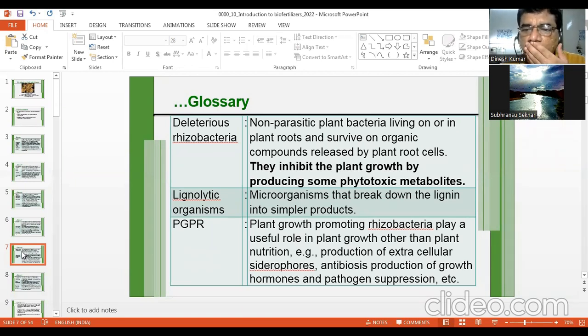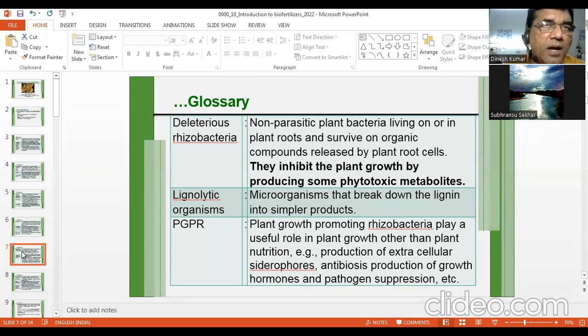They help in plant nutrition, and production of extracellular siderophores, which means they can also produce siderophores, which are produced by plant roots. Antibiosis is also important. Through antibiosis, they can suppress the population of harmful fungi or harmful bacteria in the soil that may attack your crop. So they can save the plant from diseases. Production of growth hormones and pathogen suppression. So these are the advantages of PGPR.